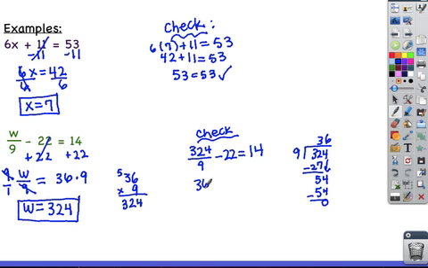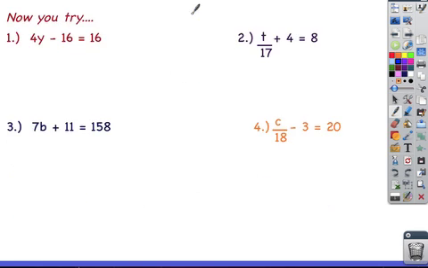And we have 36 minus 22 equals 14. And 14 does equal 14, so w is equal to 324. Now you try these 4 questions, so pause the movie and resume when you're ready.